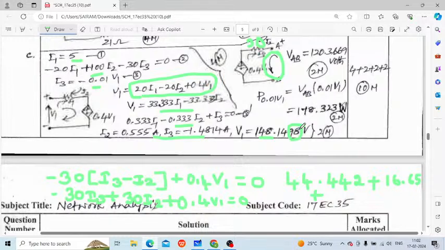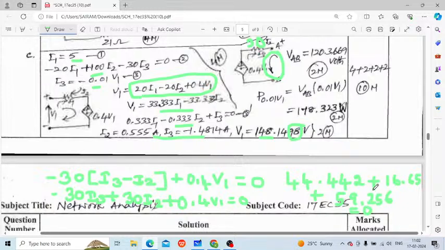I'm sorry students, there is something here. Okay, let's clarify, so please wait. So you got 0.4 into 148.14, correct? So you're going to get it as 59.256, which is equal to 0 now for us, right?